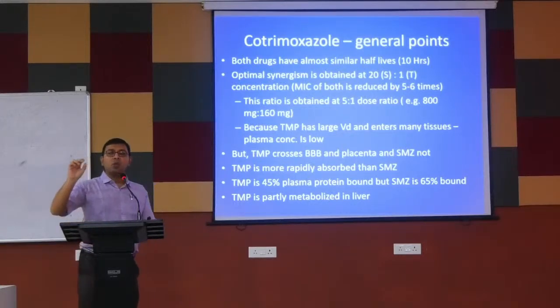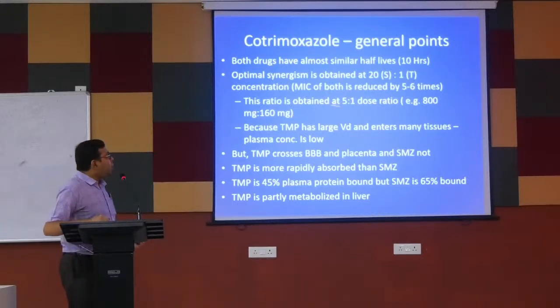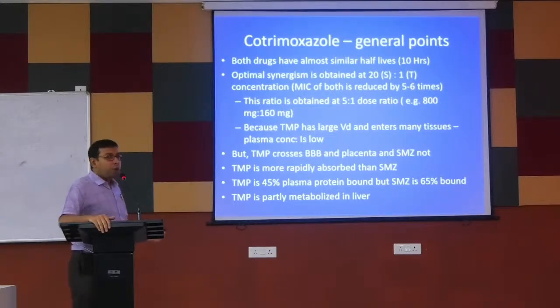And this 20:1 concentration in plasma can be obtained if we give the original drug in a 5:1 ratio, that is 800 mg to 160 mg. Basically, because trimethoprim has a large volume of distribution and enters many tissues, the plasma concentration is low.